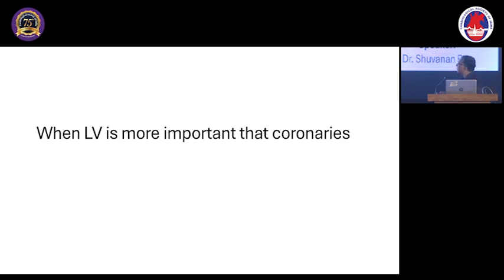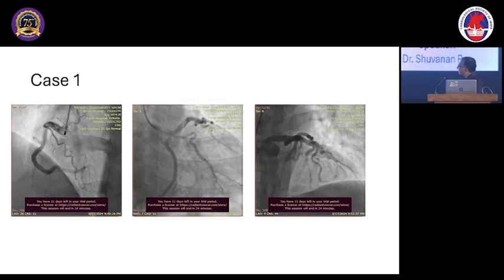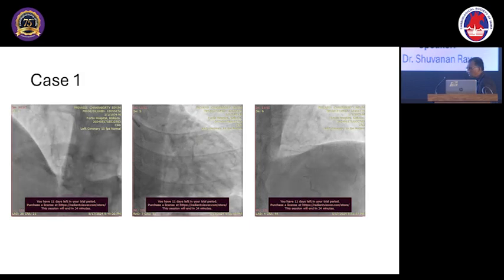Next is the best view for LM, and I told you that the LMCA ostium is better seen in an LAO straight or LAO epicranial, and the distal is seen by LAO caudal, RAO straight, or RAO caudal views.